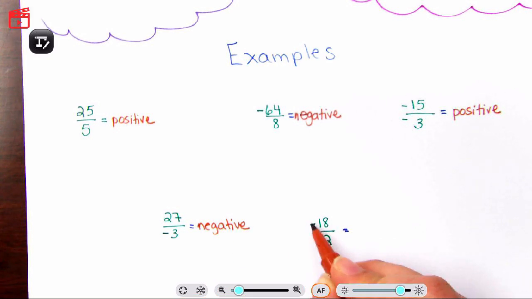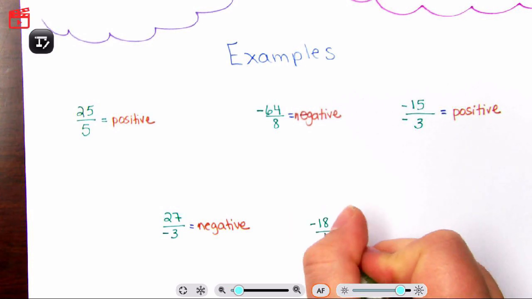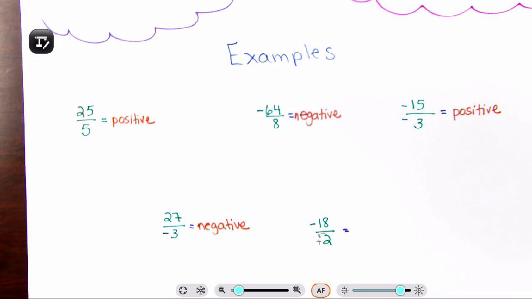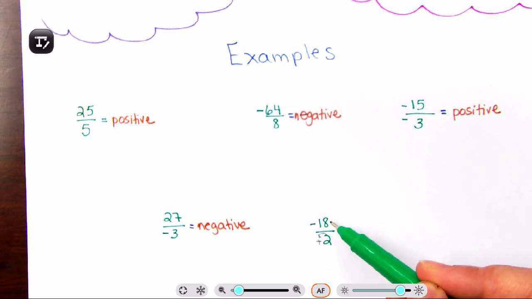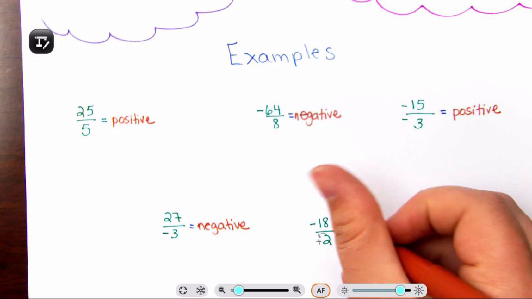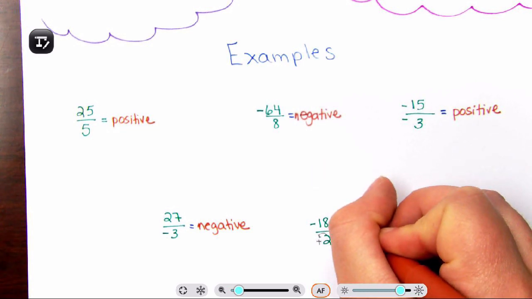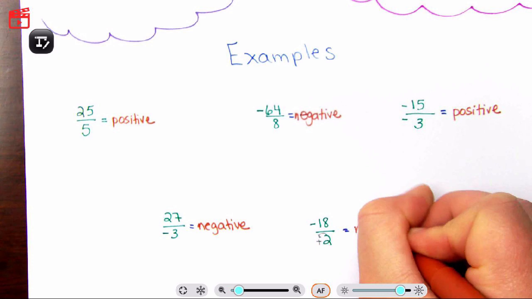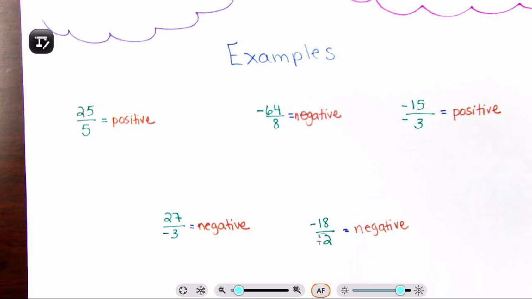18 is negative, 2 is positive. Again, mathematicians are what? Lazy. So if you don't see a sign in front of a number, that means it is a plus. So top is negative, bottom positive. They are different. That means our final answer is going to be negative. I don't know if you guys saw that. I totally hesitated.